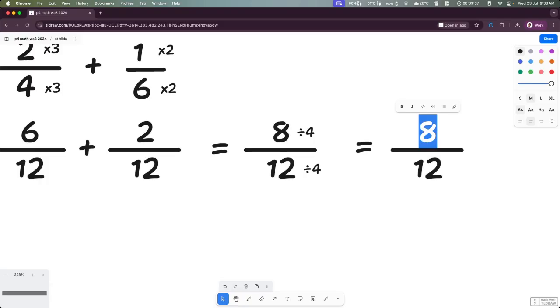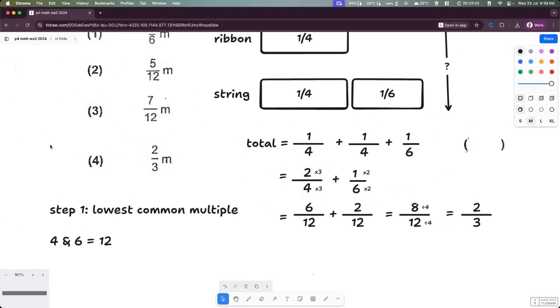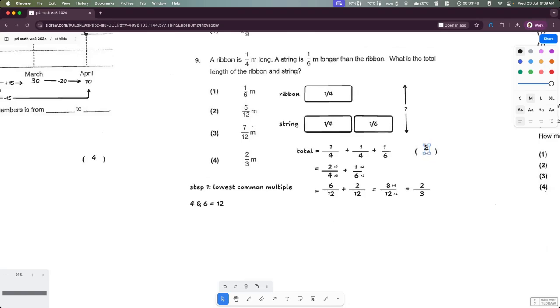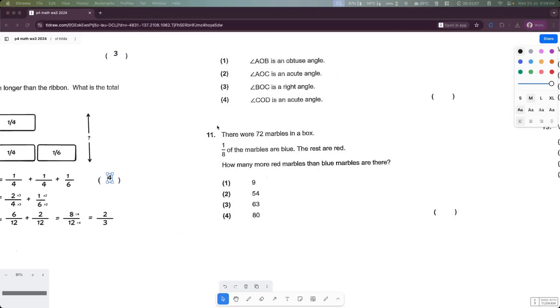8 divided by 4, 2. 12 divided by 4, 3. And the answer is 2/3. 2/3 meter in this case. So the answer is 4. Okay, a lot of steps, but it's good to see it out. Okay, so question 9 is 2 out of 3. All right, let's move on to the next question.